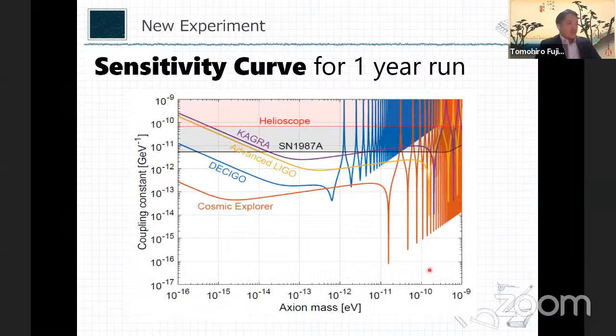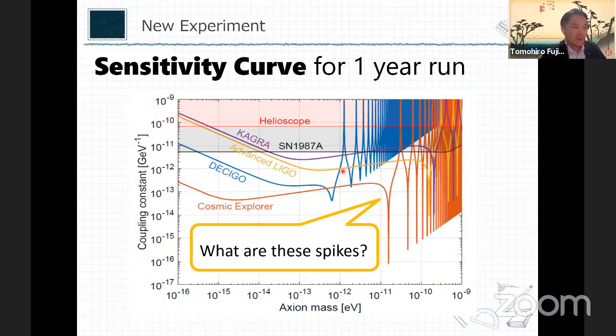This is the projected future sensitivity. If we introduce one photodetector in KAGRA or Advanced LIGO or any other future planned gravitational wave observatory, like DECIGO or Cosmic Explorer, we can achieve really good sensitivity. For example, in the case of Advanced LIGO, it's better than CAST by almost 2 orders of magnitude around here. You may notice that there are many spikes here. Why do we have these spikes?